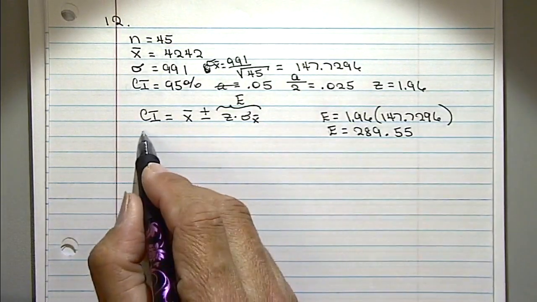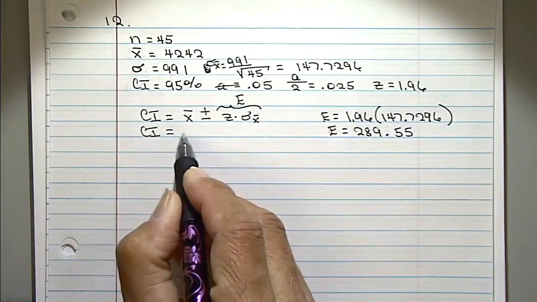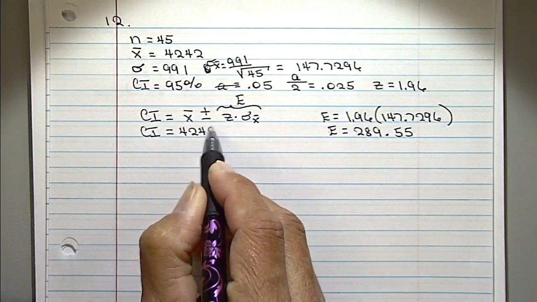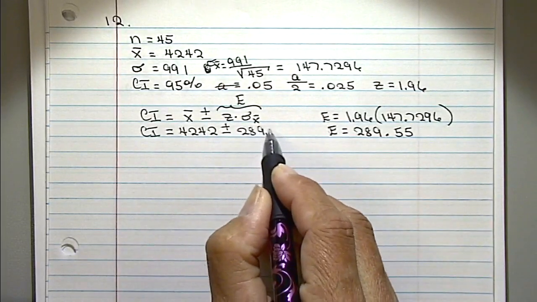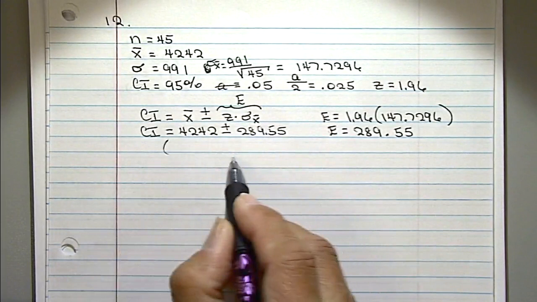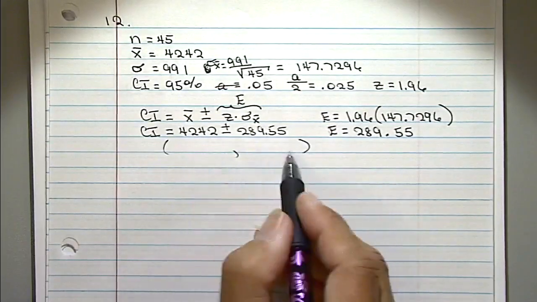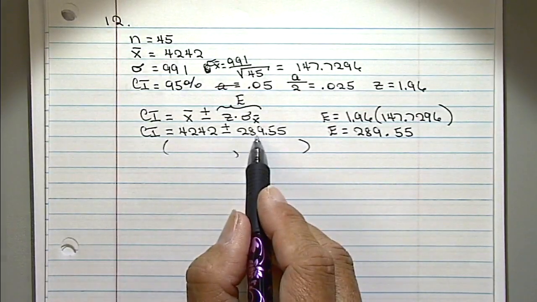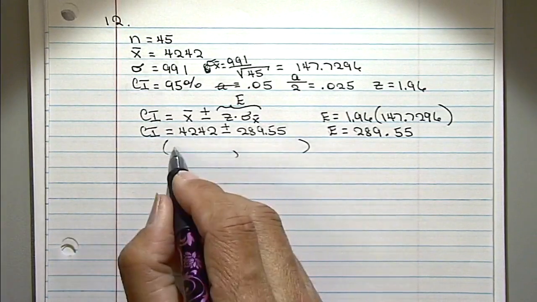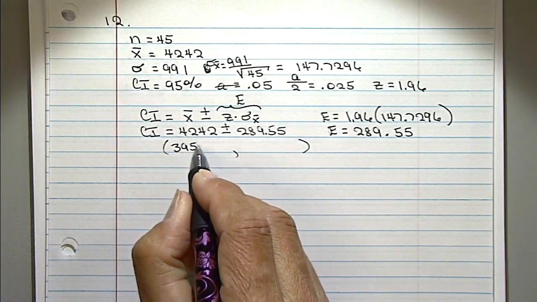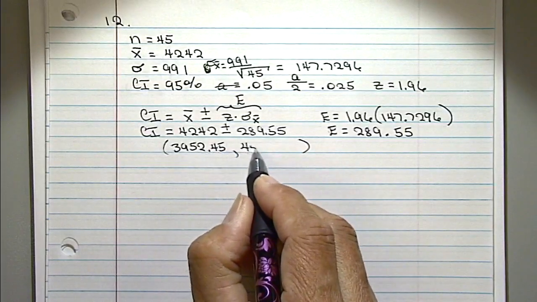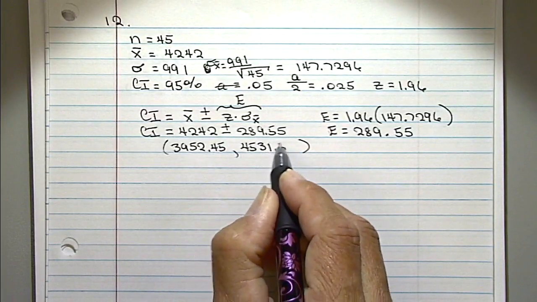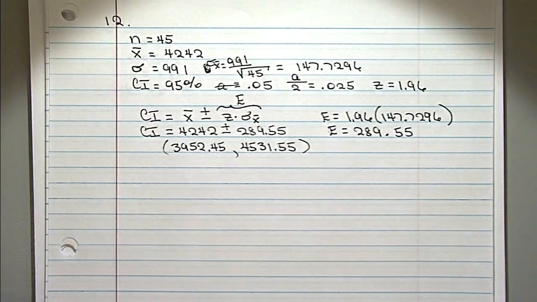So then all I've got to do here for the confidence interval is say, well, it's equal to that sample mean, 4242, plus and minus that margin of error, which is 289.55. And I have a low number and a high number. When I subtract 289.55, I come up with 39.52.45. And when I add it, I come up with 45.31.55. And that is my confidence interval.